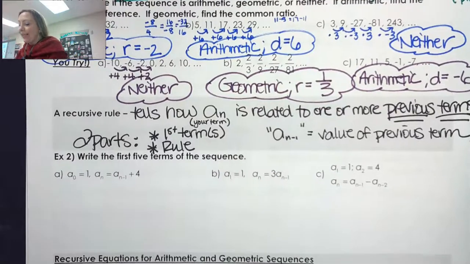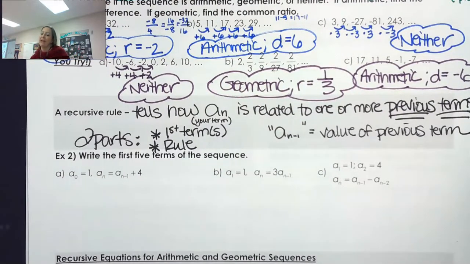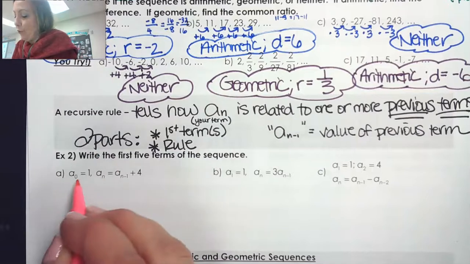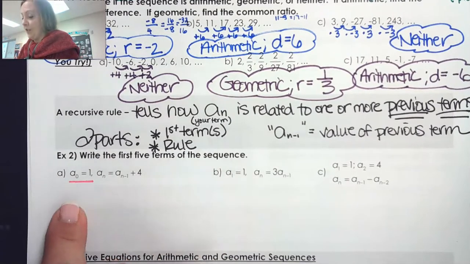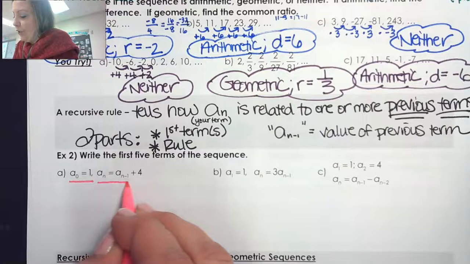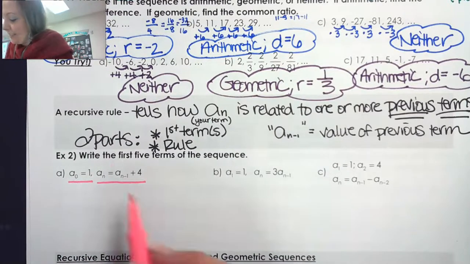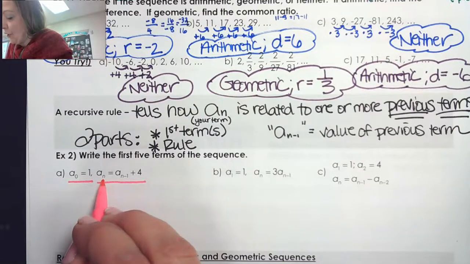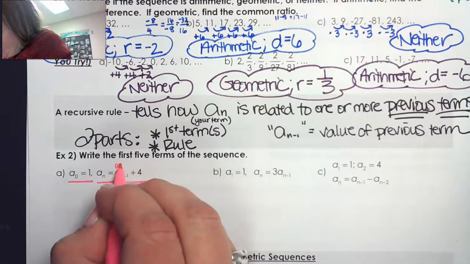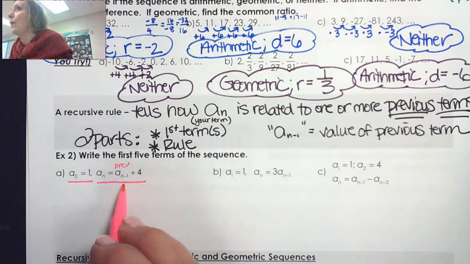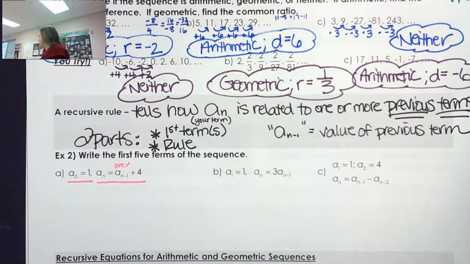So let's write the first 5 terms of the sequence, and notice that these are defined recursively. Notice that in number 2A, there are 2 parts. It's telling you where to start, and it's giving you the rule. So notice that this is telling us that in order to get this term, I'm going to take the previous term and add 4. That's what that A sub n minus 1 means, what the previous term is, okay?